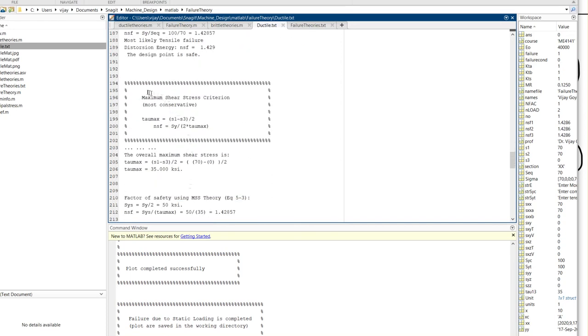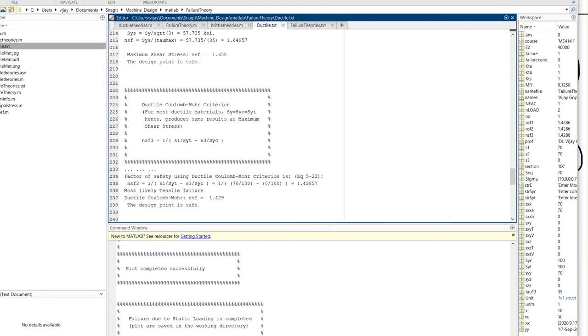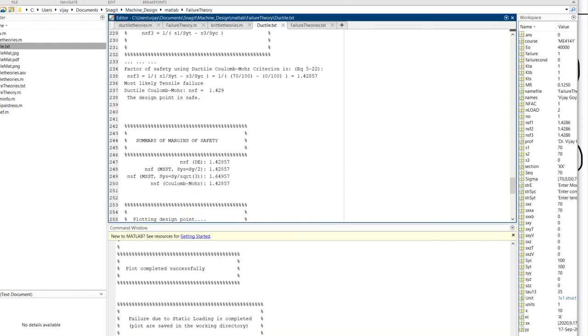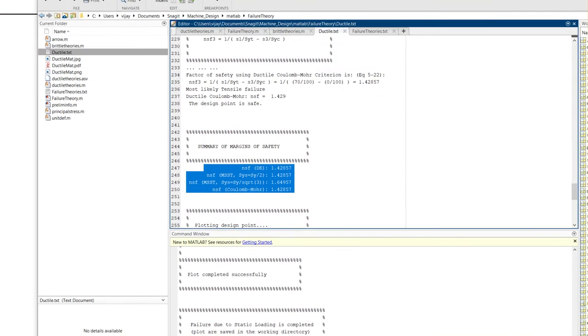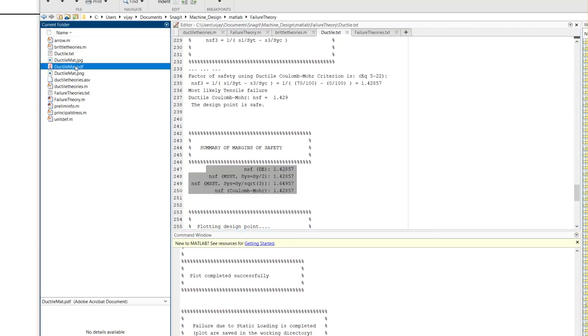It comes and does the maximum shear stress criterion and gives you the equation and actually does it for you. And then does sigma 3 for Coulomb-Mohr, gives you margin of safety. At the end of the day, it summarizes everything in a nice table. You may want to go here, and sometimes you have to open the folder where this is located, and you can just open this file. If it doesn't open here, just find the folder.